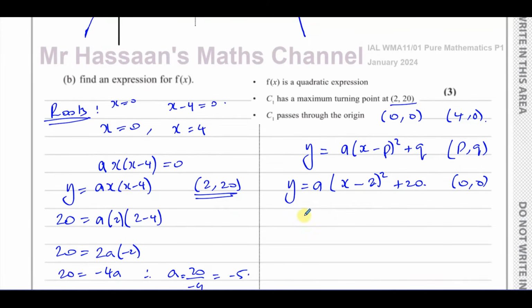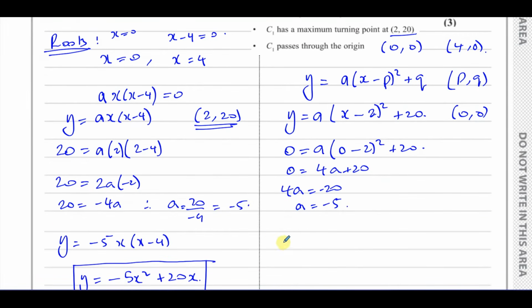So what I can do is put y as 0, and have a times x is 0, minus 2 squared plus 20. So we have 0 equals a times minus 2 squared, which is 4, so 4a plus 20. So we have 4a equals minus 20, so a equals negative 5, minus 20 divided by 4. So we can say that y equals minus 5 times x minus 2 squared plus 20.